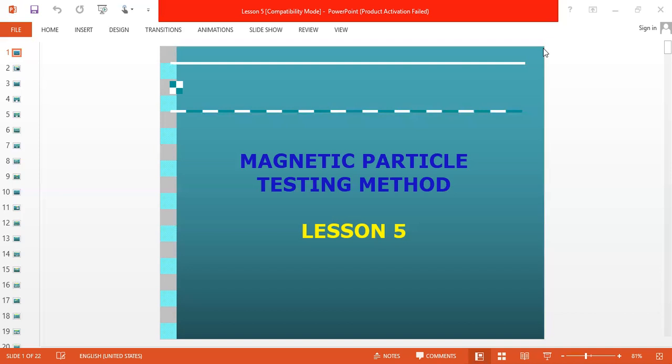Direct induction means we are sending current directly to the specimen, and the magnetic field is generated in the specimen. In the case of a central conductor, we are sending current to the conductor, and the magnetic field is induced in the specimen; that is indirect induction. Headshot produces a circular magnetic field, central conductor produces a circular magnetic field, and prod also produces a circular magnetic field. Prod is also a direct induction technique, because we are sending current to the specimen. These three are examples of circular magnetization.